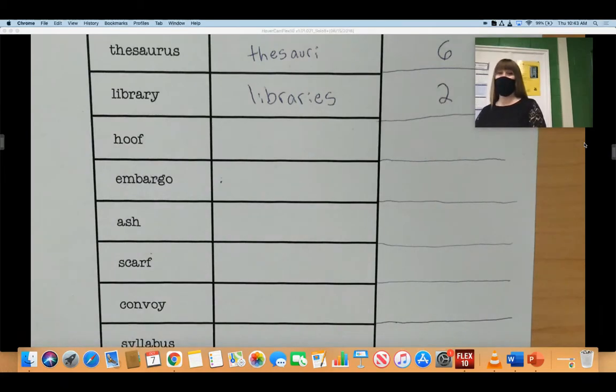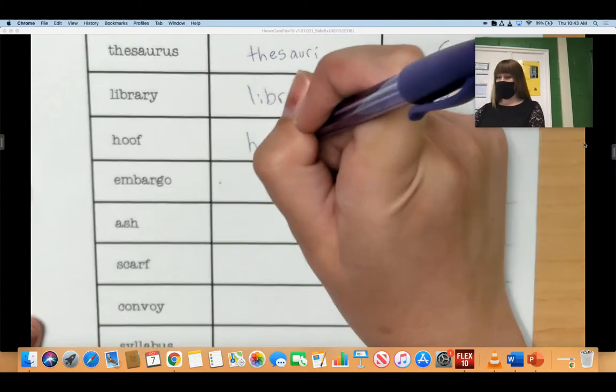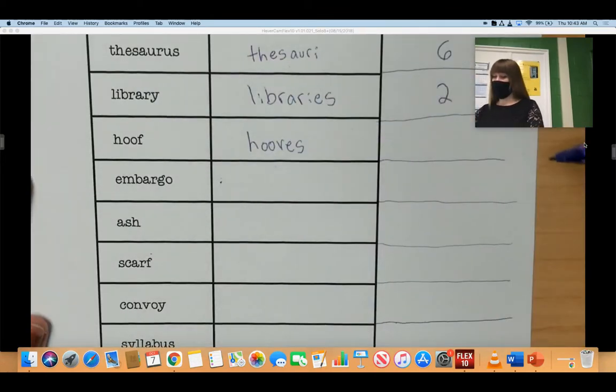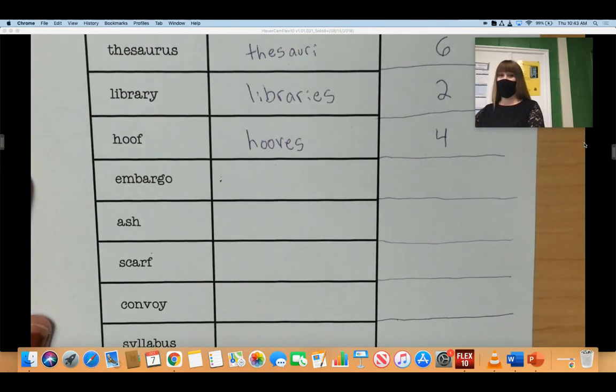Hoof. Hoof becomes hooves. We drop the F and add VES. And that is rule number 4. Now, I think that rule number 4 is the hardest one. You might find another one more difficult, but I'm really going to stress the double F and FE rules.